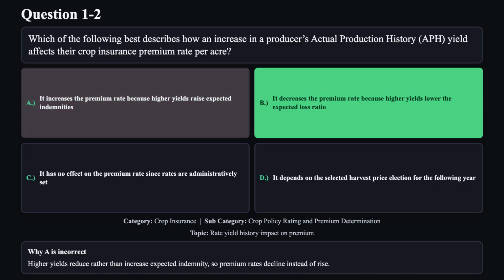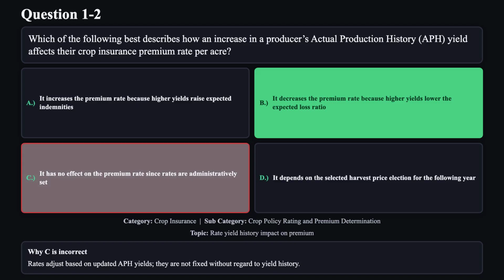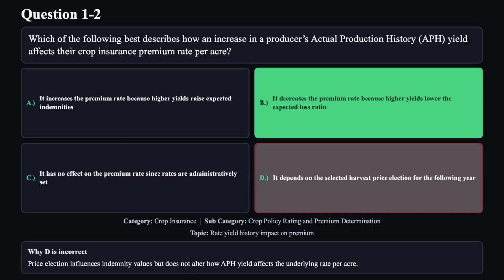Reason A is not correct. Higher yields reduce rather than increase expected indemnity, so premium rates decline instead of rise. Reason C is not correct. Rates adjust based on updated APH yields. They are not fixed without regard to yield history. Reason D is not correct. Price selection influences indemnity values but does not alter how APH yield affects the underlying rate per acre.